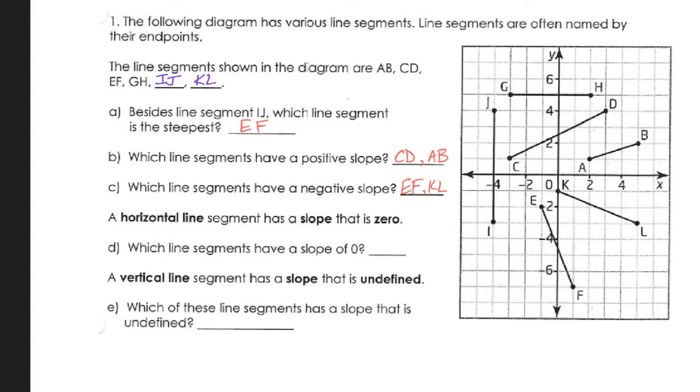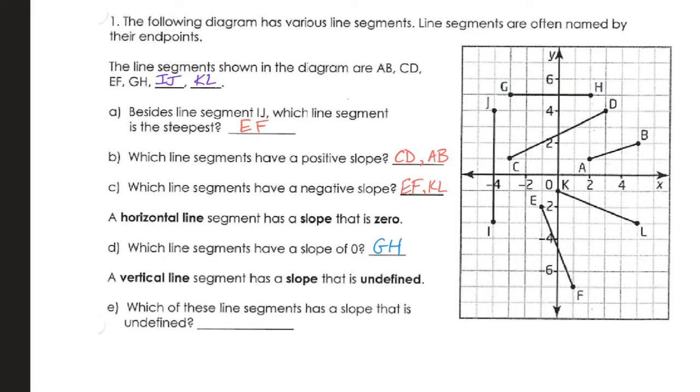A horizontal line segment has a slope that is 0. So for question D, which line segments have a slope of 0? I want you to pause it and answer that now. Okay, hopefully we can see that only one line segment is horizontal, and that's that one right there. And so we should have had an answer of line segment GH.